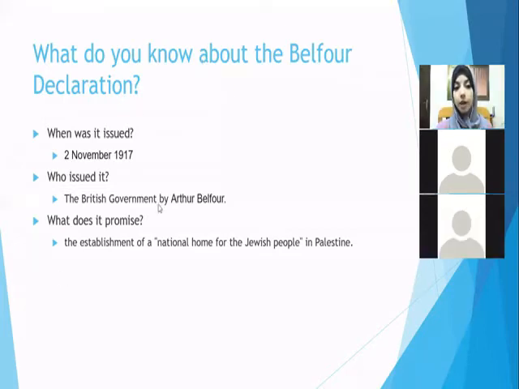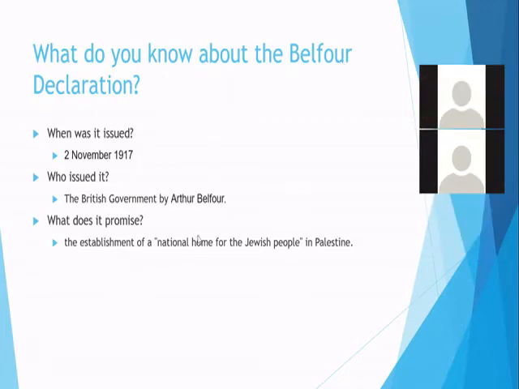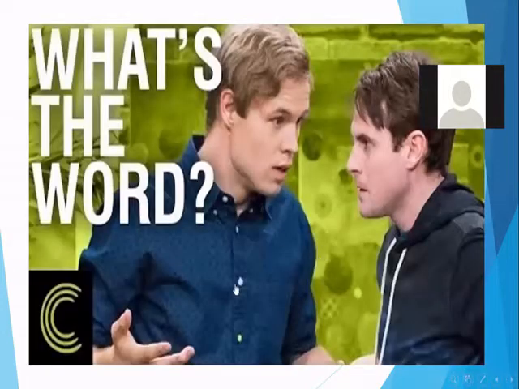To sum up, for those who, I know that all of you know what the Balfour Declaration is, but as a reminder, it was issued on the 2nd of November, 1917, by the British government, specifically by Arthur Balfour, and it stated, or it promised, the establishment of a national home for the Jewish people in Palestine. Thank you very much, guys, and now we can start with our lesson.